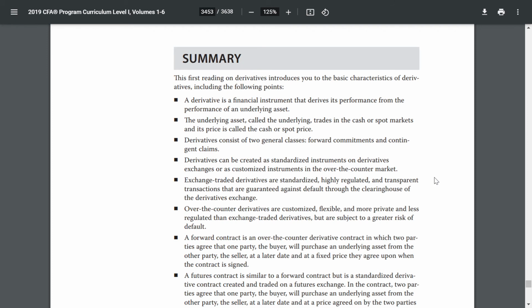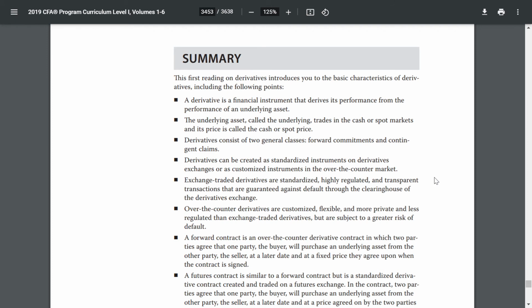The underlying asset, called the underlying, trades in the cash or spot market, and its price is called the cash or spot price. Derivatives consist of two general classes: forward commitments and contingent claims. Derivatives can be created as standardized instruments on derivative exchanges or as customized instruments in the over-the-counter market.